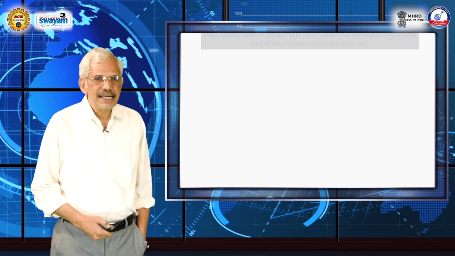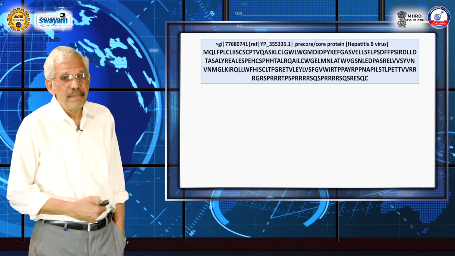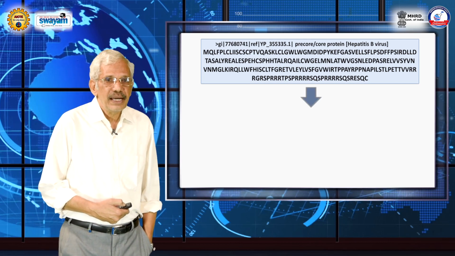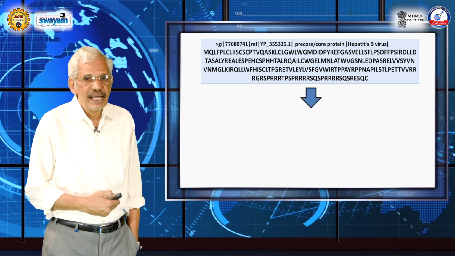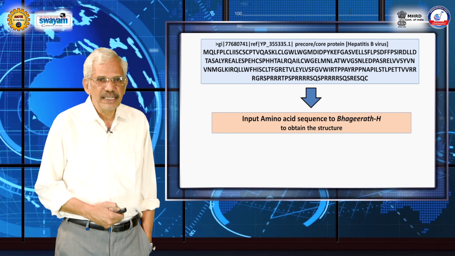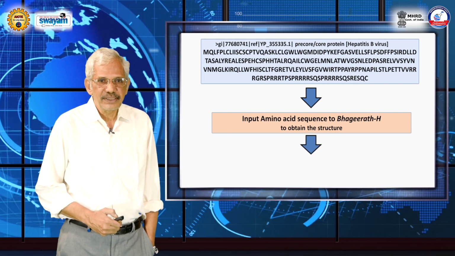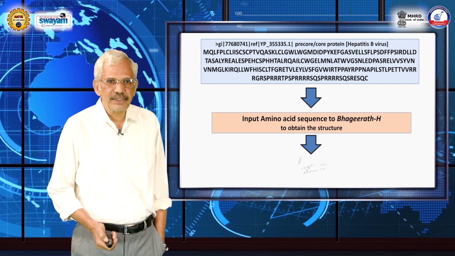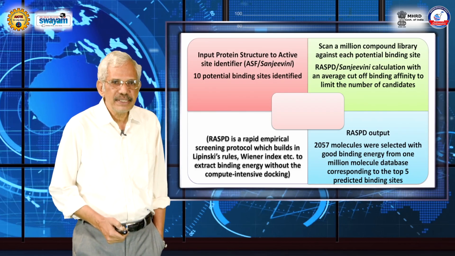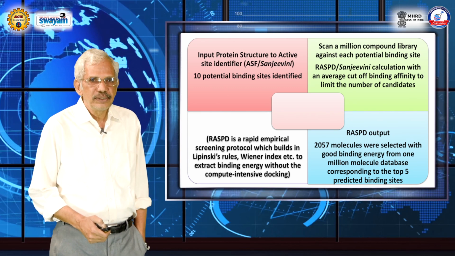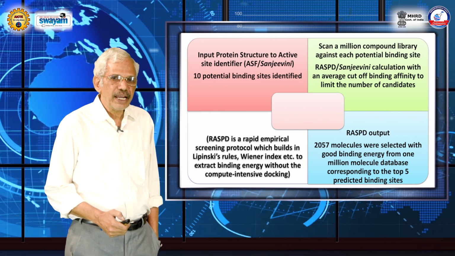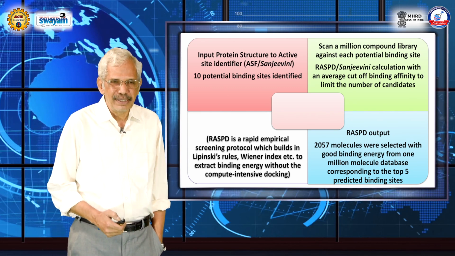So, the sequence is that MQL that you see here: methionine, glutamine, leucine, phenylalanine, etc. So, that is my protein sequence. Then I take this and pass it on to my Bhagirath software. So that gives me a three-dimensional structure. Then after that, what do I do? Then I start scanning this protein for binding pockets, potential functional sites on the proteins.